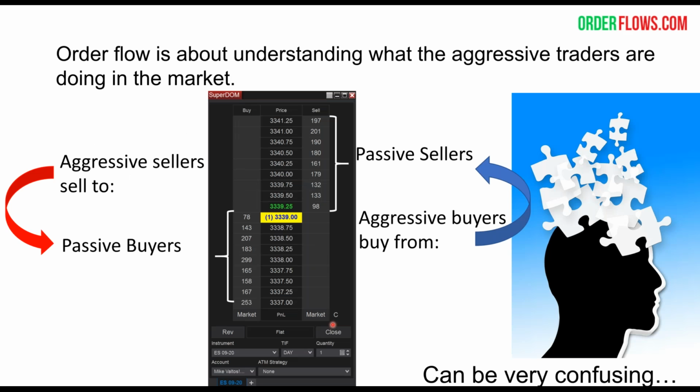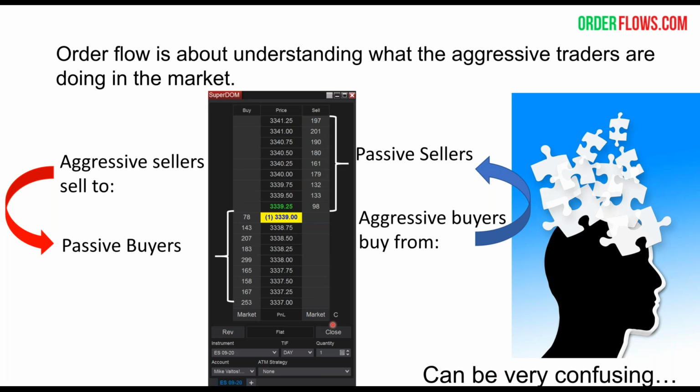Now, again, order flow is about understanding what aggressive traders are doing in the market, right? Aggressive sellers sell to passive buyers. People that are working a bid or below the bid, those are passive buyers. They're waiting for the market to come to them. Yeah, they want to buy, but they don't want to pay up. They don't want to overpay in their mind. But passive sellers are the ones that are working offers, okay? And aggressive buyers buy from the passive sellers.